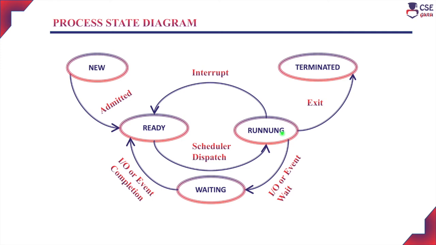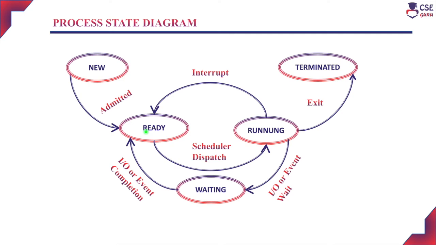When an interrupt or any event occurs, automatically the process will switch from the running state to the ready state. During process execution, if the process needs to be serviced by any other IO devices, the process will switch from the running state to the waiting state. So in the waiting state, the process will wait for the IO devices to be serviced. When the IO event is completed, the process will switch from the waiting state to the ready state.